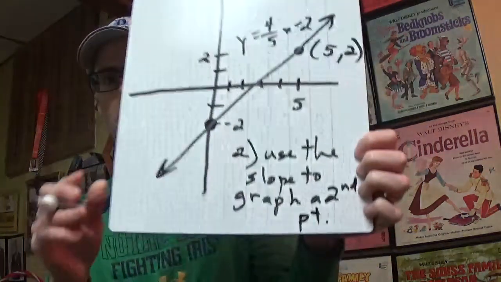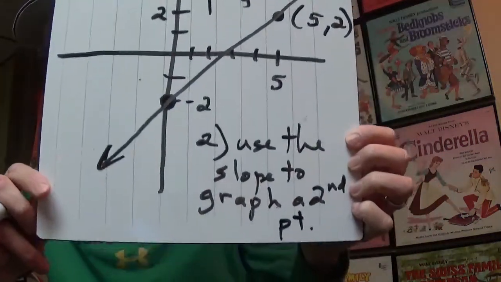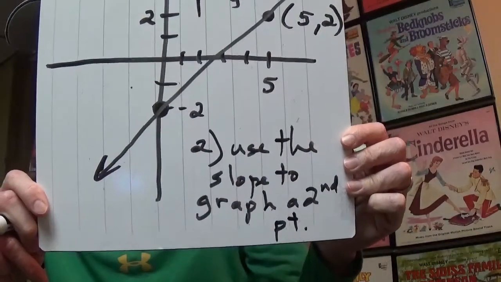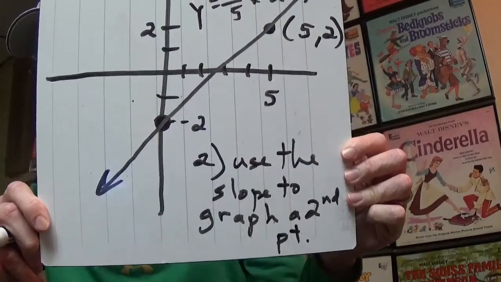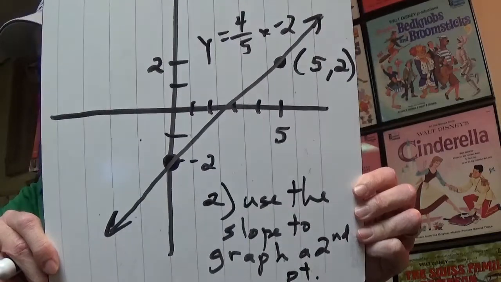Pretty basic. I didn't really tell you step 2. I told you step 2, but I didn't write it down. Use the slope to graph a second point. Use the slope to graph a second point. And there's our line. Easy enough. But what if, that's kind of the basics there.